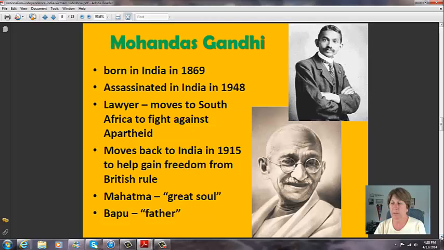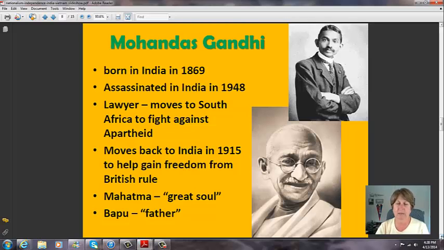There was a very important person in this nationalist independence movement. His name was Mohandas Gandhi. Gandhi was born in India in 1869. He was eventually assassinated in India in 1948. By trade, he was a lawyer. He had moved to South Africa to help fight against apartheid, which we talked about with our study of Africa. He eventually moves back to India in 1915 to help gain freedom for the Indian people from the British rule.